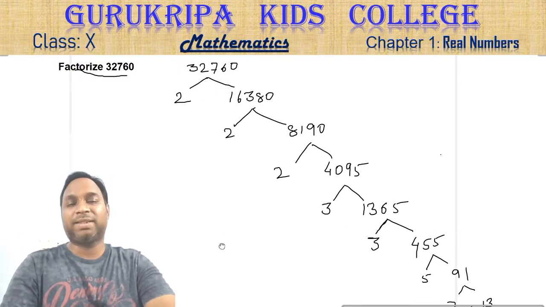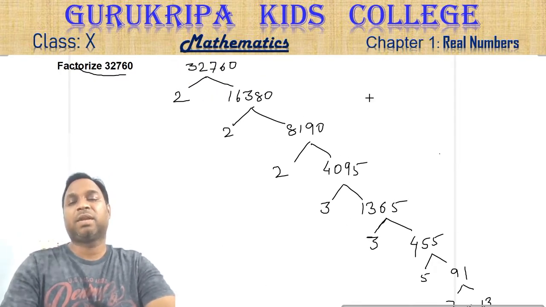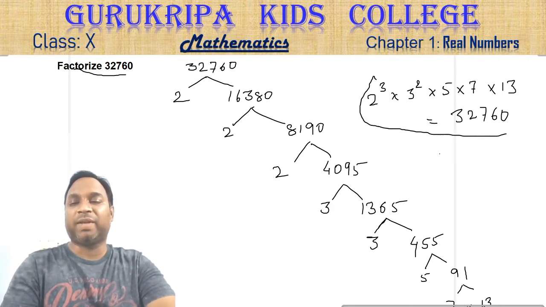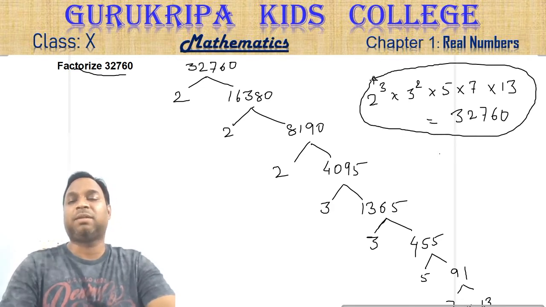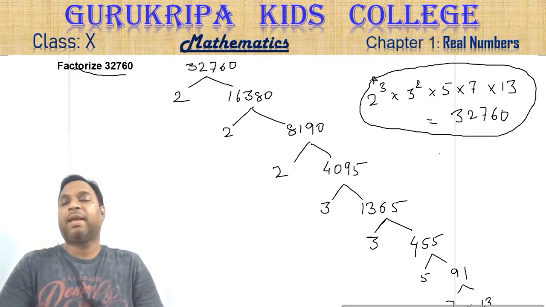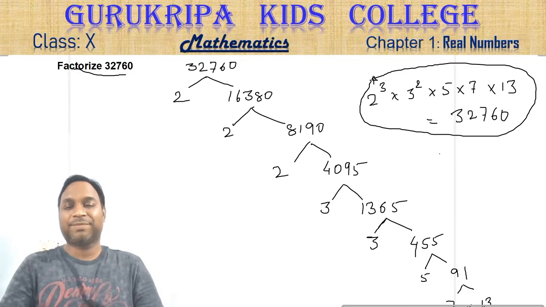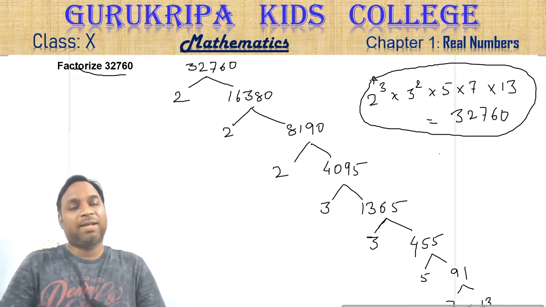So what can you write this number as? 2 to the power 3 into 3 square into 5 into 7 into 13. This is equal to 32760. There is only one way, and this is that one way to express the number 32760 as a product of primes. Okay? We can factorize.